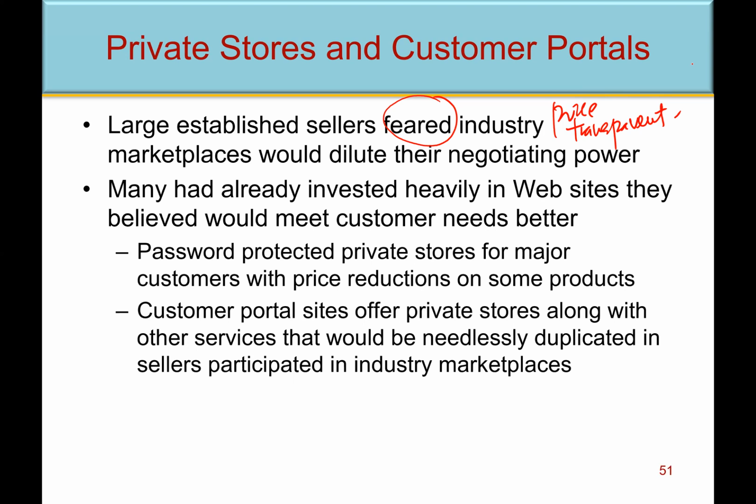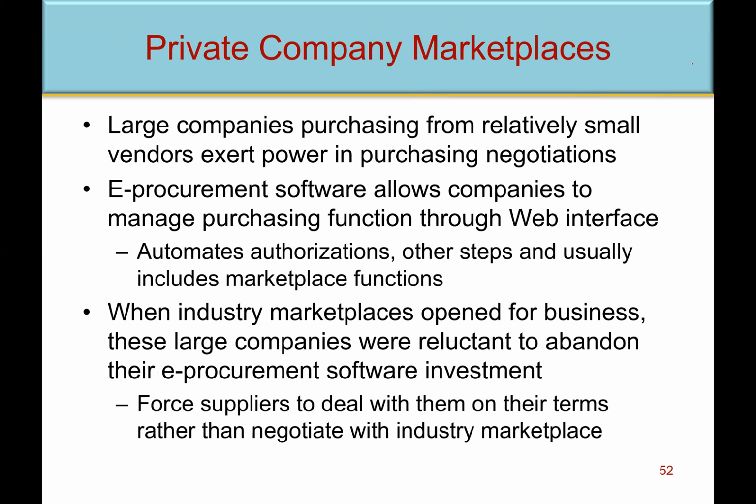All right. Okay. So how about private company marketplaces? Large companies purchasing from relatively small vendors exert power in purchasing negotiation. Small companies, but they have power in negotiations. So e-procurement software allows companies to manage the purchasing function through a web interface. So it automates authorization and other steps, and also usually includes marketplace functions. They provide certain value services.